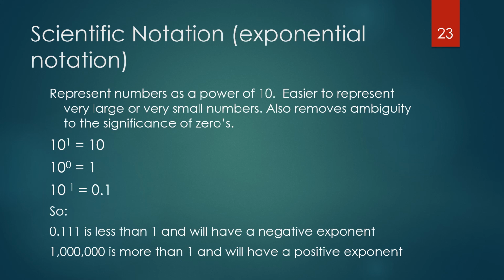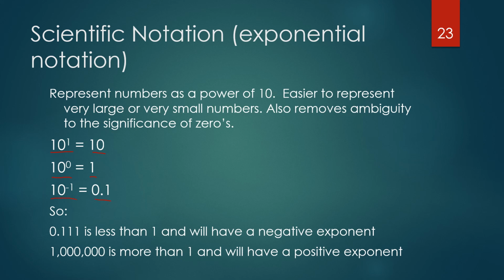So here are just some examples. 10 to the power of 1, or 10 to the first, all that is 10. They mean the same thing. 10 to the 0 just means 1. 10 to the negative 1 means 0.1.